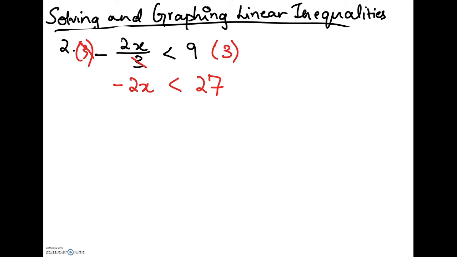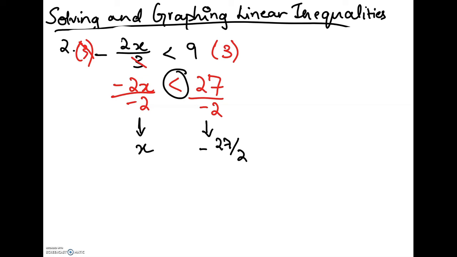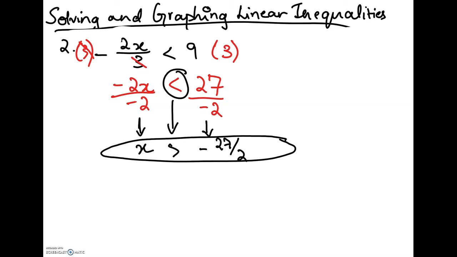Now, as you can see, we have negative 2 attached to the x. So if we divide by negative 2, as in our previous example, we would remove the negative and we would remove the 2. Now, this is the most important part. You know that this will come down to x and this will come down to negative 27 over 2. Now, that's a given. But we need to switch the sign of our less than. Our less than will now become greater than. So this is our final inequality.